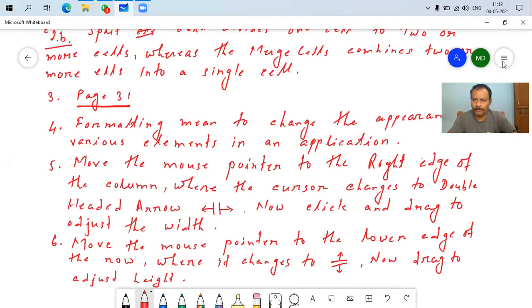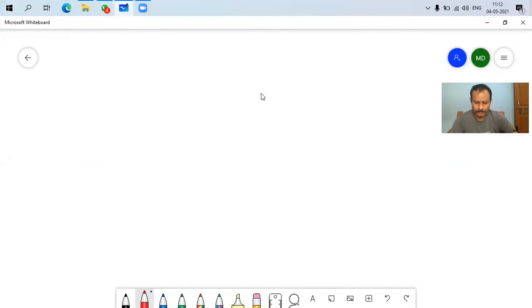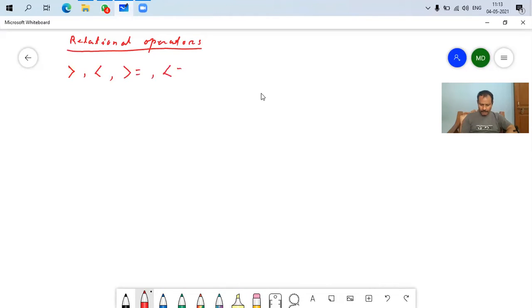Allow me to clear the board. Yes. Now, relation. Let us talk about relational operators. The relational operators consist of the following: greater than, smaller than, greater than equals to, smaller than equals to, double equals to, and not equals to.